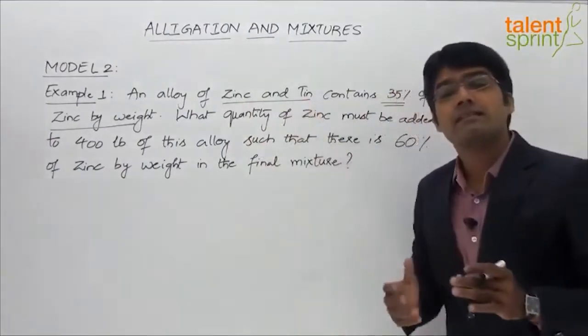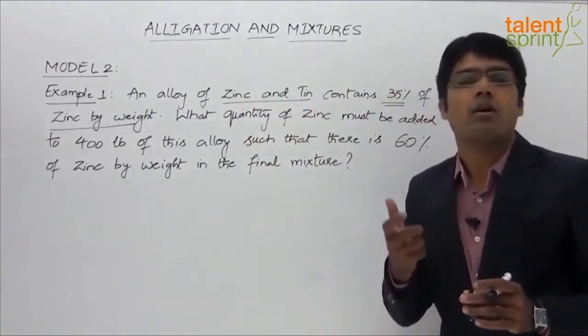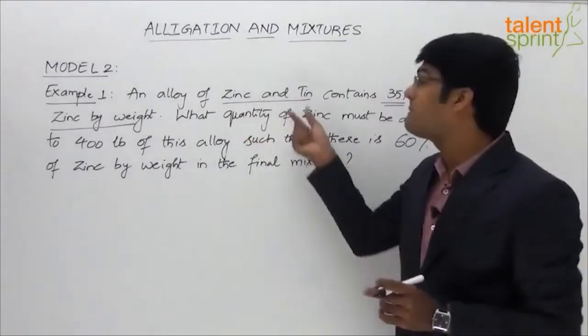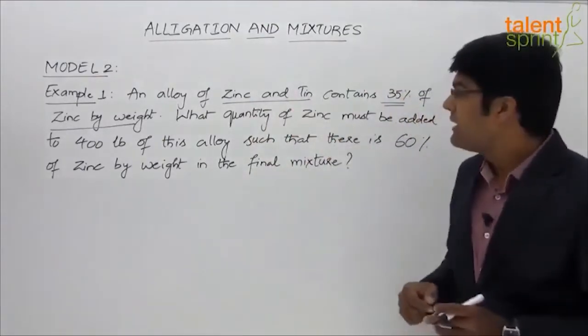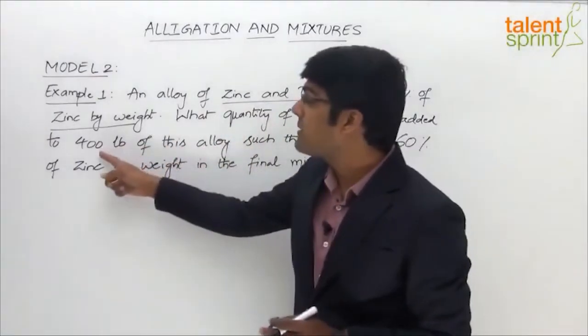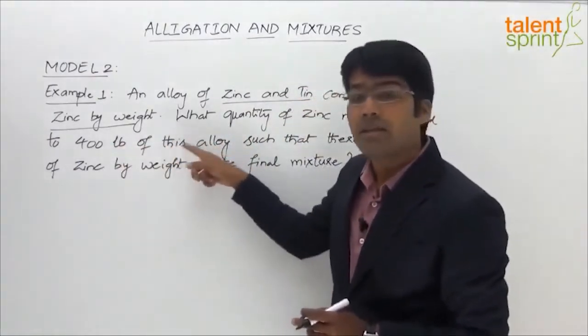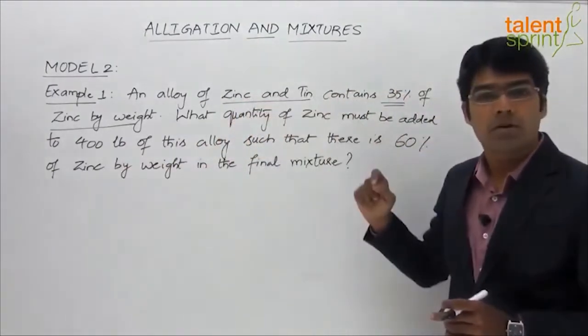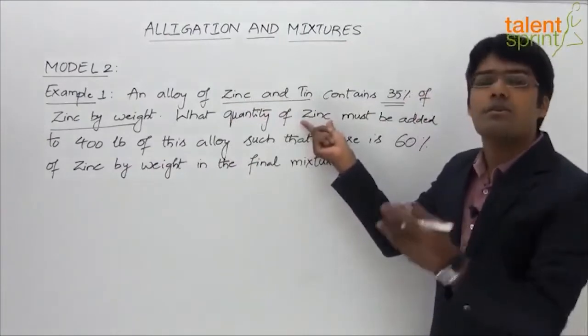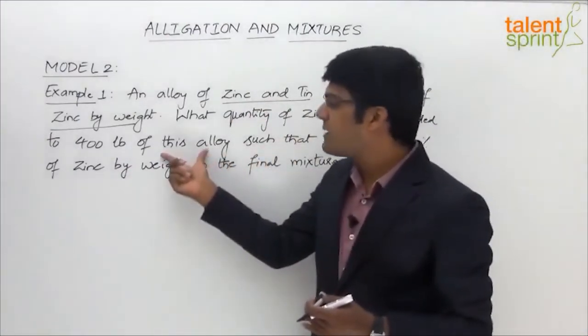So basically the strength of the two components is given to us. 35% is zinc and the remaining 65% is tin. Now what quantity of zinc must be added to 400 pounds of this alloy? This alloy here is nothing but the first alloy of zinc and tin. So what are we adding here? We are adding some zinc. What quantity of zinc must be added to 400 pounds of this alloy?